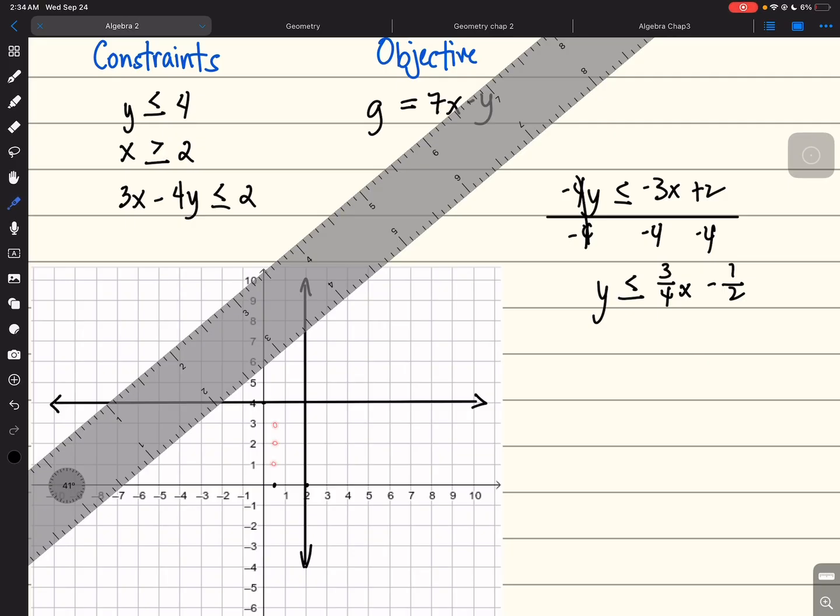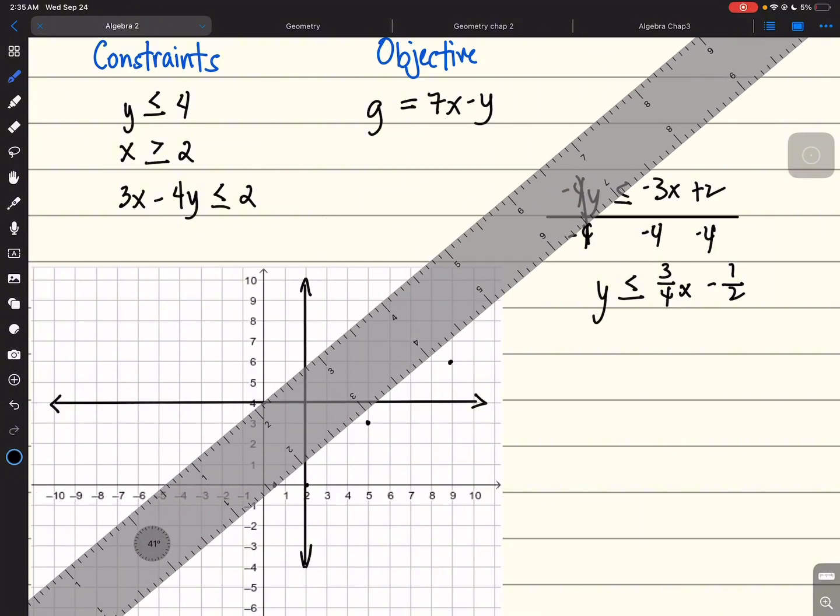1, 2, 3. 1, 2, 3, 4. 1, 2, 3. 1, 2, 3, 4. Okay, there you go.